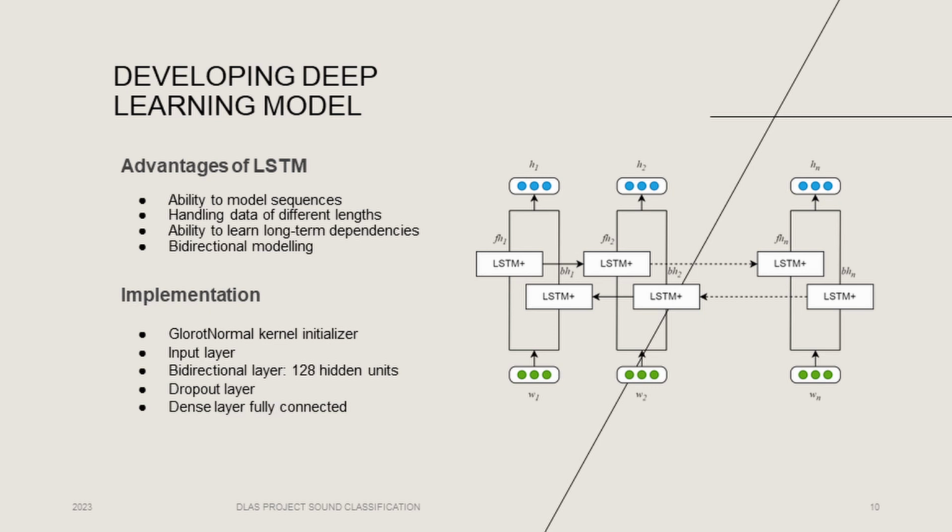Because of these advantages, in our case we have chosen a bidirectional LSTM, and the implementation has been in this way. First, an initializer was created and was used to initialize the weights of the neural network layers. Then, we created the input layer called audio. After that, the bidirectional LSTM layer was created with 128 hidden units. Finally, we computed the classification probabilities in the dense layer.